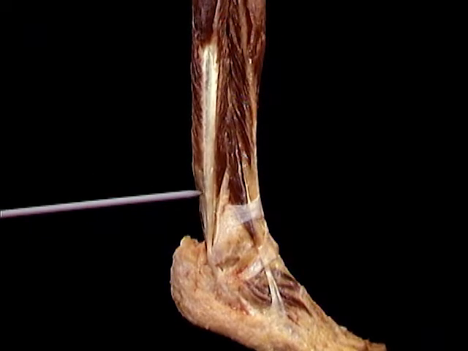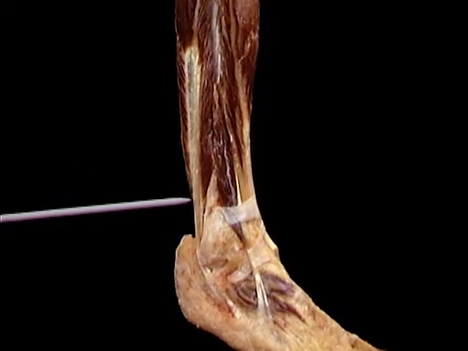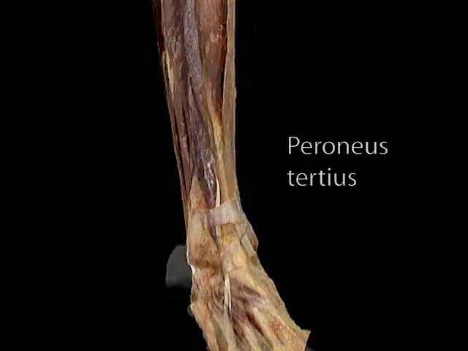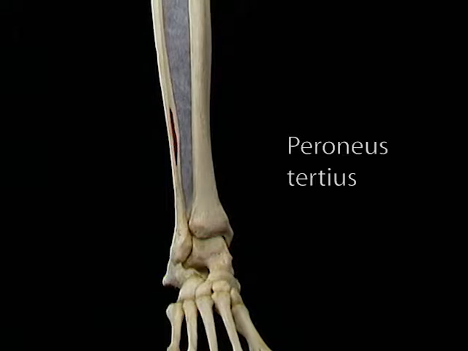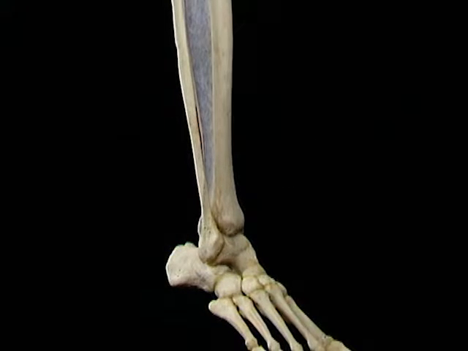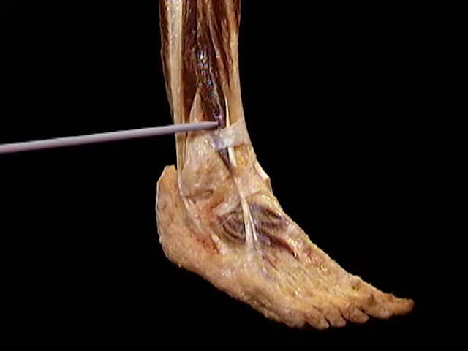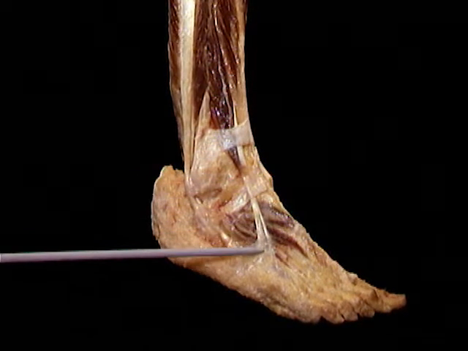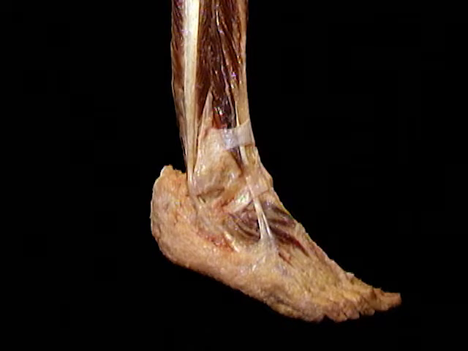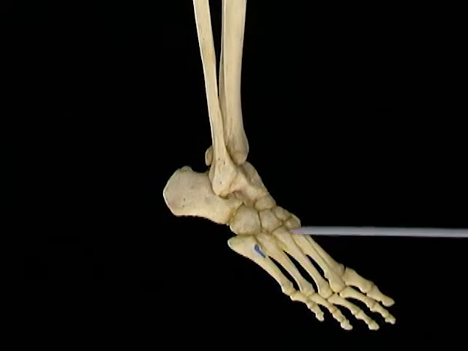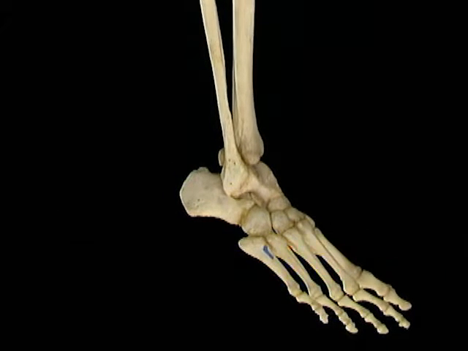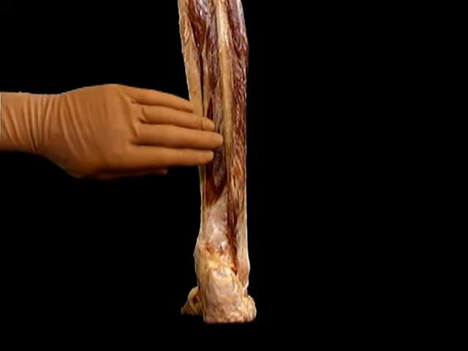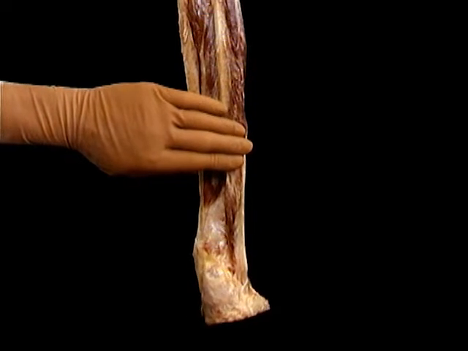Lastly, in front of peroneus brevis and longus, here's peroneus tertius. Peroneus tertius arises from here on the fibula. The tendon of peroneus tertius passes under the extensor retinaculum and in front of the lateral malleolus to insert here on the base of the fifth metatarsal, next to peroneus brevis. The action of all three of the peroneal muscles is to evert the foot.